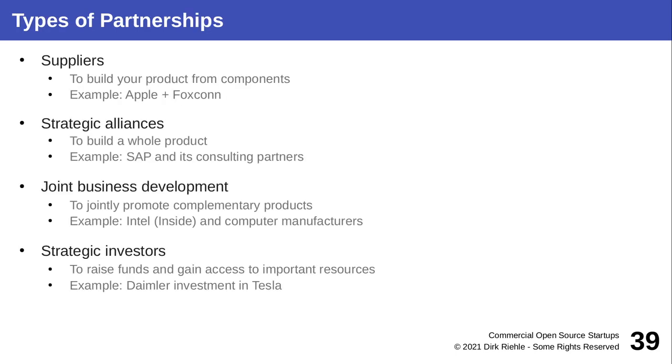These types of partnerships can be very different. I mostly mentioned just suppliers. Suppliers can be commodity suppliers, then they are maybe not key. But if there's only one, then they are a key supplier, like Apple relies on Foxconn for the production of iPhones. There can be strategic alliances.